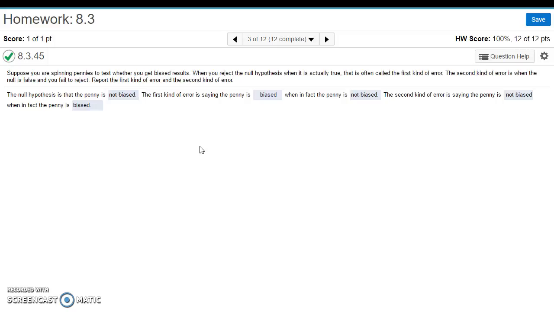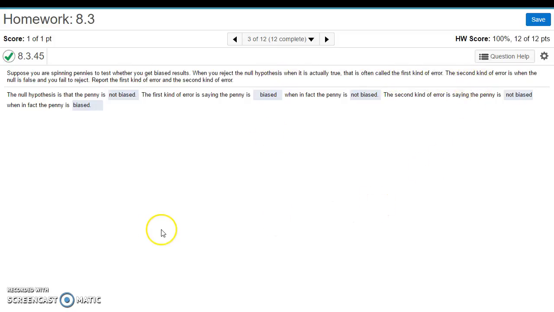So, for instance, we say that the penny is not biased. And so our statistical analysis indicates that we should reject that hypothesis. So we reject it, but then we find out it's actually true. So that's the first error.